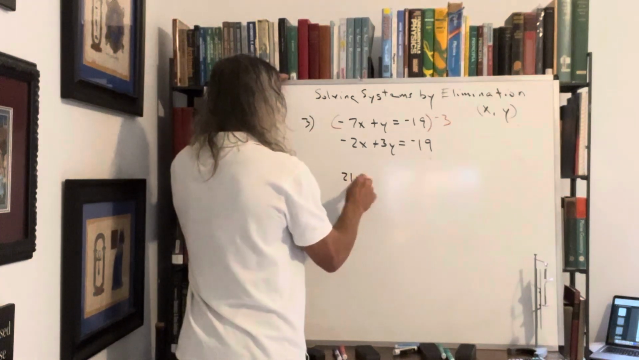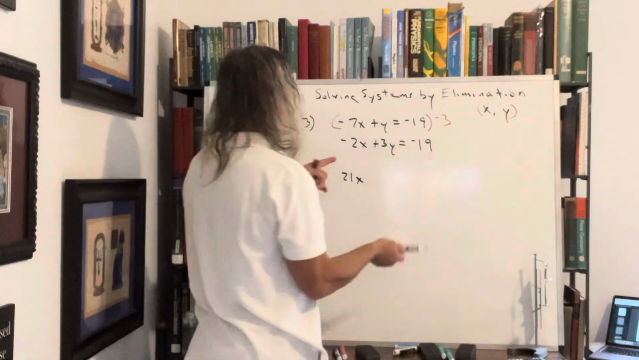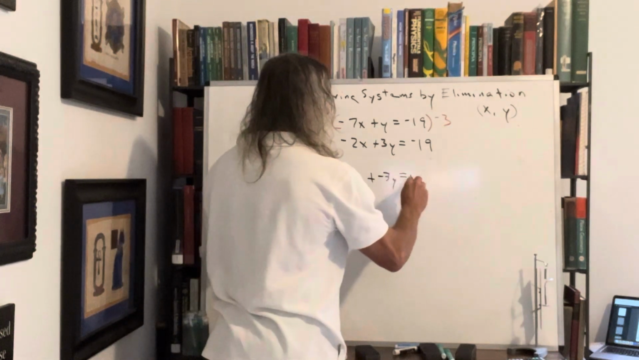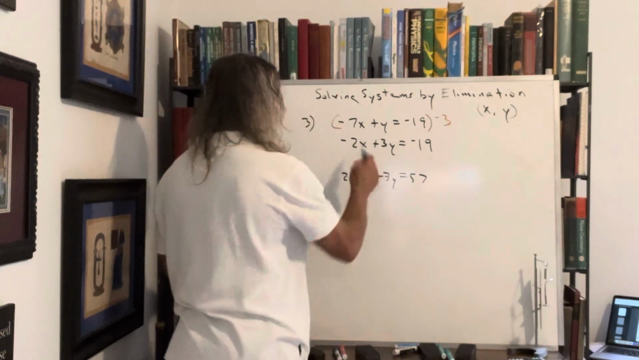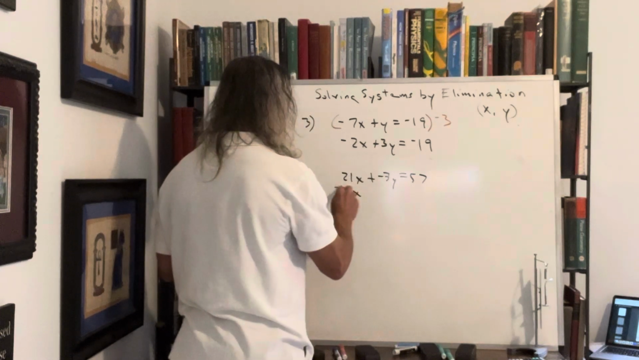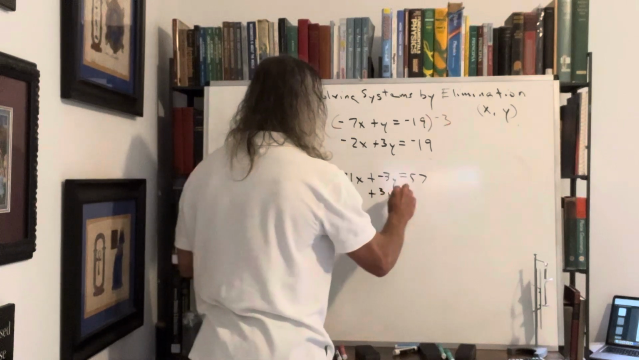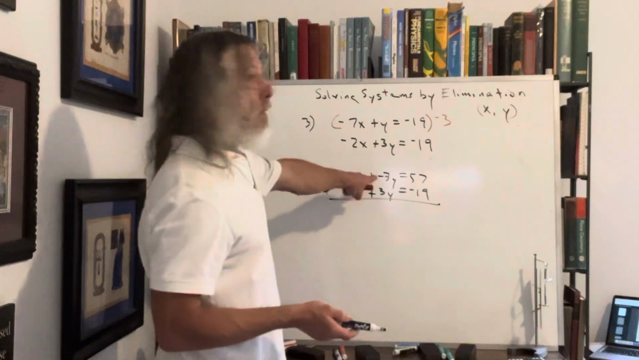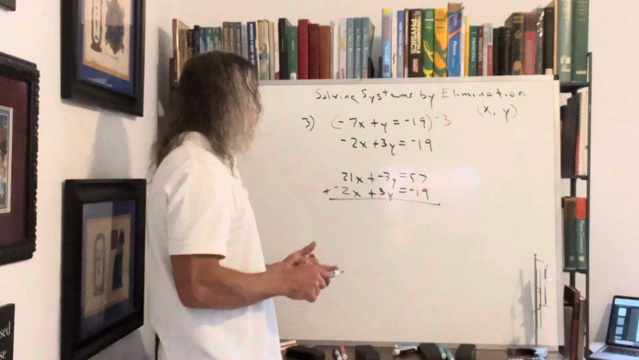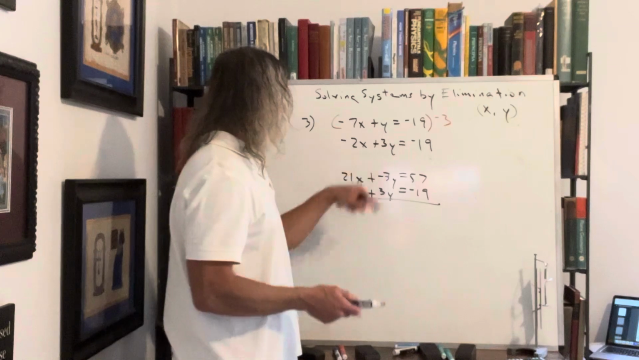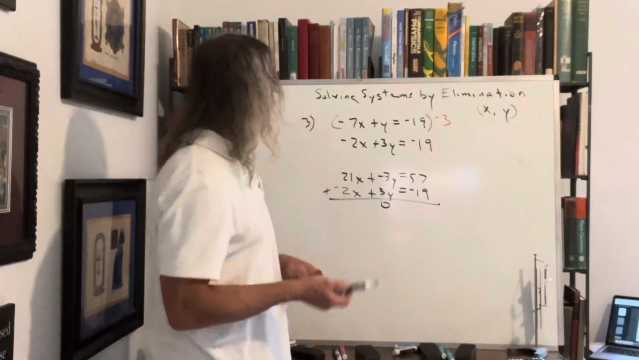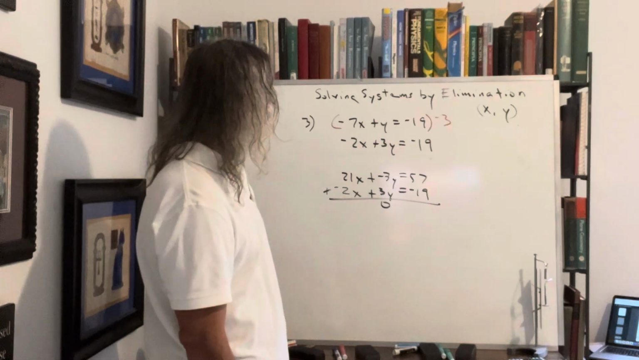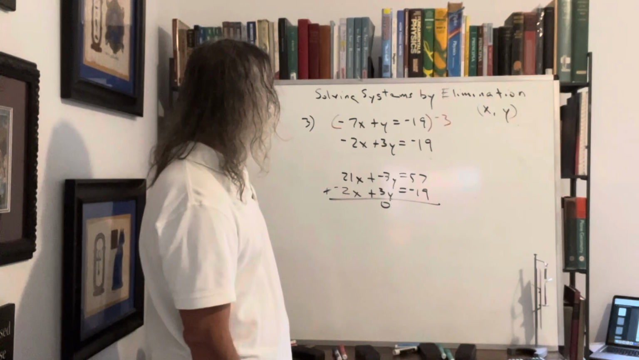21x. Negative 7 times negative 3 is 21. Plus negative 3y is 57. Copy this one down. Because notice, these are equal but opposite now. 3 and negative 3. A number plus its opposite is 0. We've squashed it. We get these and squash them and put them together. Make a new equation. 21, negative 3, 57.